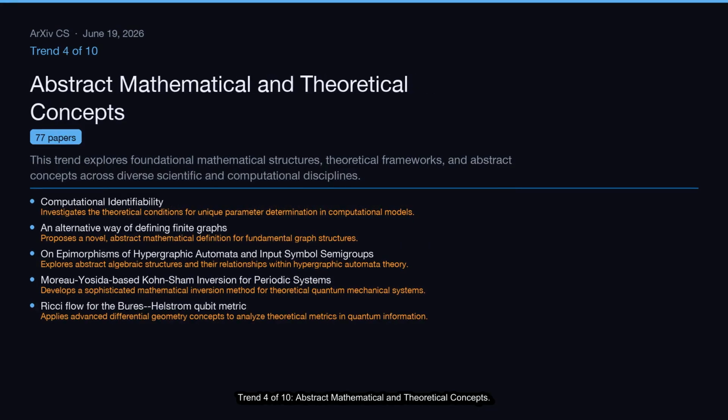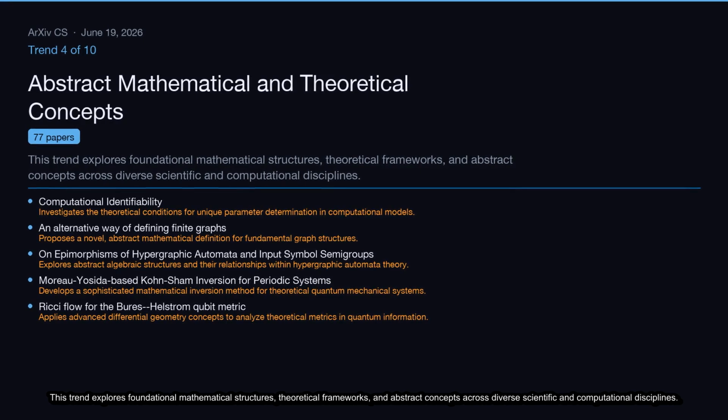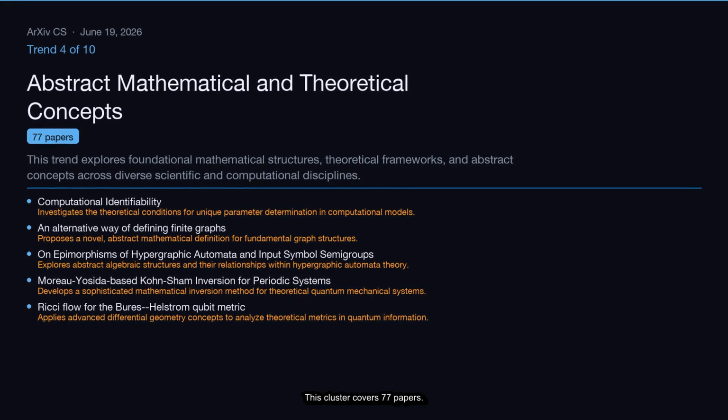Trend 4 of 10. Abstract mathematical and theoretical concepts. This trend explores foundational mathematical structures, theoretical frameworks, and abstract concepts across diverse scientific and computational disciplines. This cluster covers 77 papers.